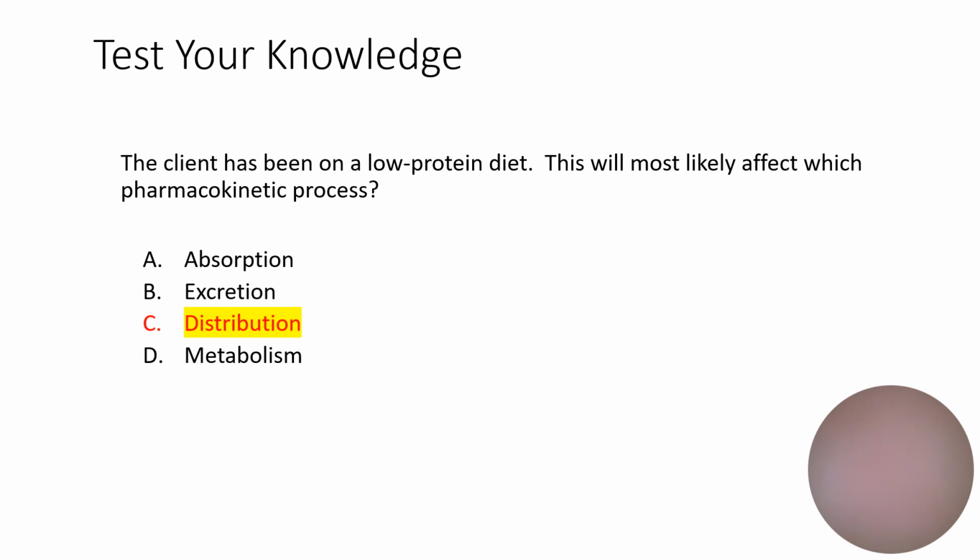A would be the movement of drug from the site of administration into the bloodstream. B would be the removal of the drug from the body, which occurs via renal, hepatic, GI tract, lungs, and exocrine glands. And D would be the biotransformation of the drug into metabolites that can be excreted from the body. I would make sure that you know what the four of these are, so that you will know those. It will be important for you to know.